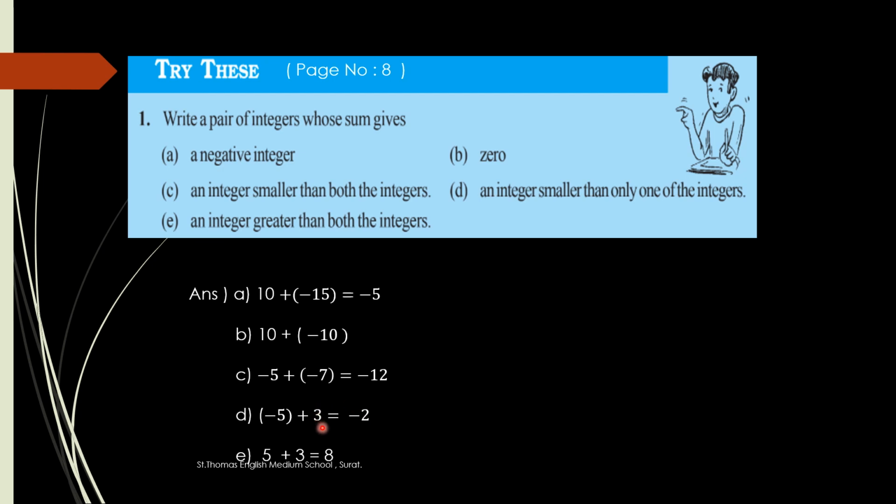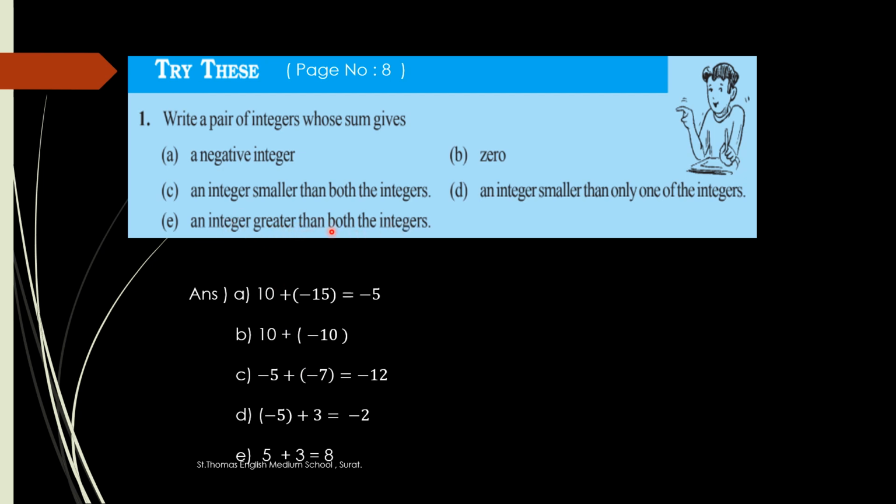smaller than 3, right? But minus 2 is greater than minus 5. So we can say that this answer is smaller than one number, that is 3, right? So here minus 12 is smaller than both the integers, but here minus 2 is smaller than only one of the integers. It is greater than minus 5, but it is smaller than 3. Clear?